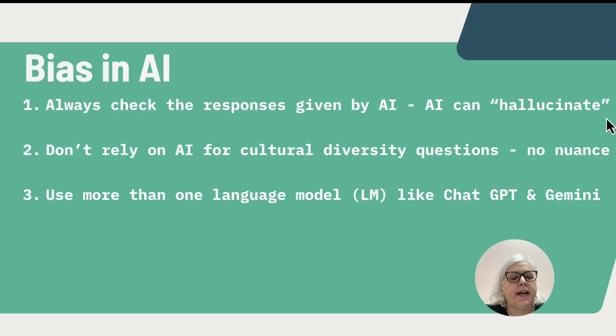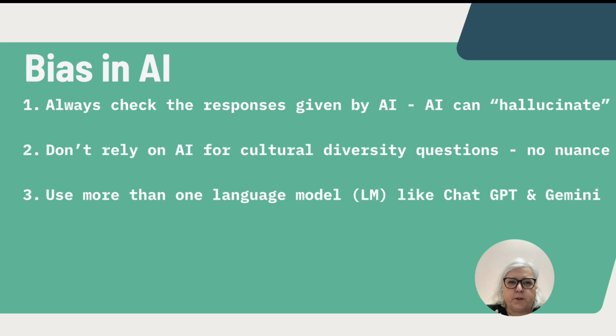When we talk about AI, we have to talk about bias. And part of the reason that bias is so important to recognize, as we've shown in some of our examples, is that recognizing bias has to come from the user of AI. So we always have to check that the responses given by AI are correct. AI can hallucinate or give us incorrect answers.